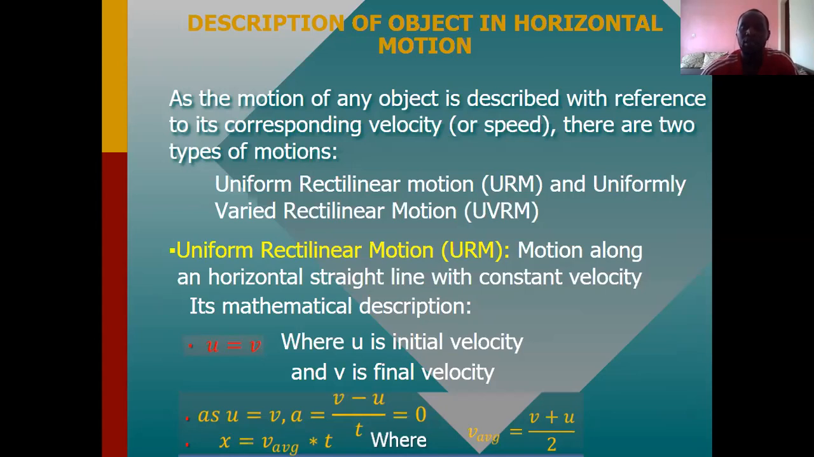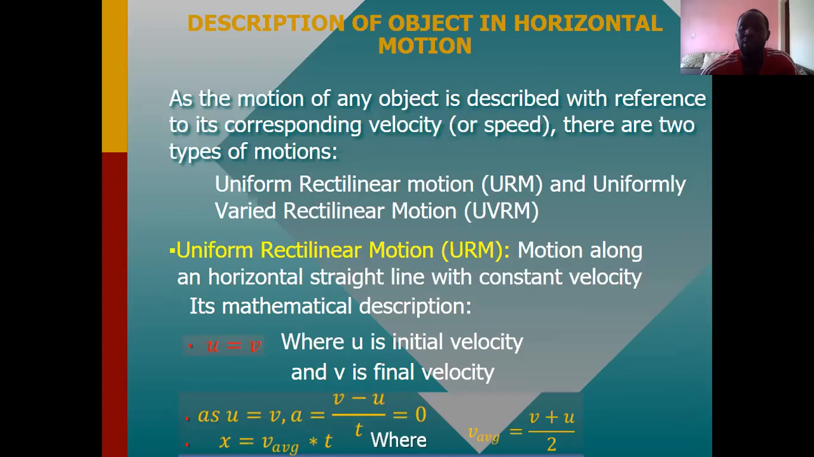Velocity is a constant. It means that the initial, final, and the average velocities are the same. Now, as the velocity is a constant, the acceleration will be 0, which means for uniform rectilinear motion, there is no acceleration, because final velocity minus initial velocity will give you 0 because they are equal.